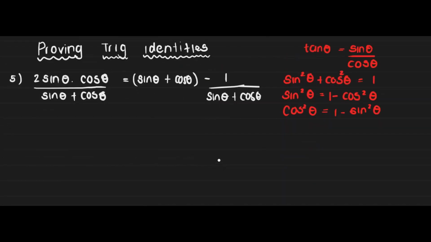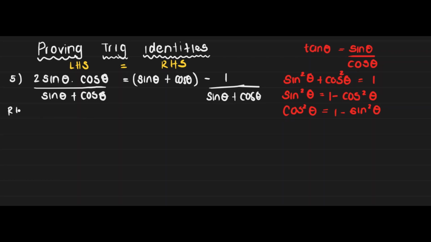So now let's look at question number 5. We know the fact that we need to prove that the left hand side is equal to the right hand side. And when proving, we need to take the one with the most complicated side, which in our case is the right hand side, and simplify it so that it matches with the left hand side. So we're going to take the right hand side.